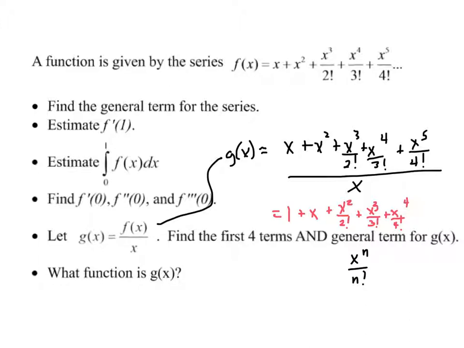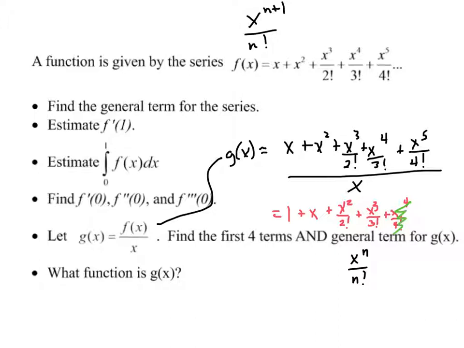Remember, there used to be a difference. Our series before was x to the n plus 1 over n factorial, because the power was 1 higher than the factorial, but now they're the same. So this is the first, well, I gave too many terms, we wouldn't actually need that one. So the first 4 terms of g of x and its general term.